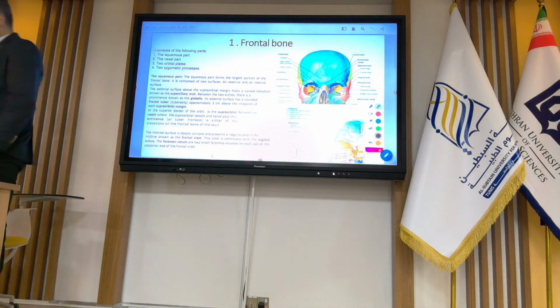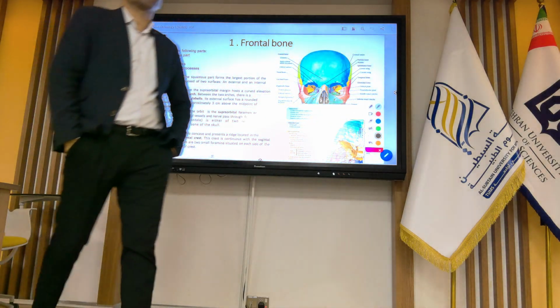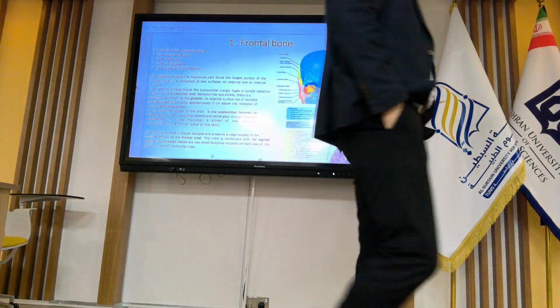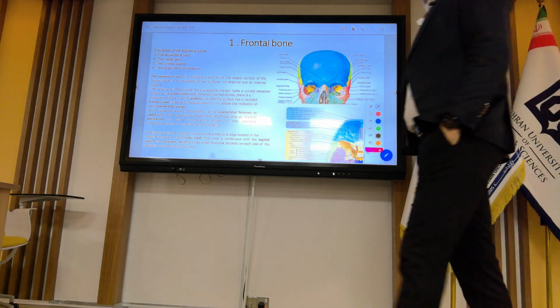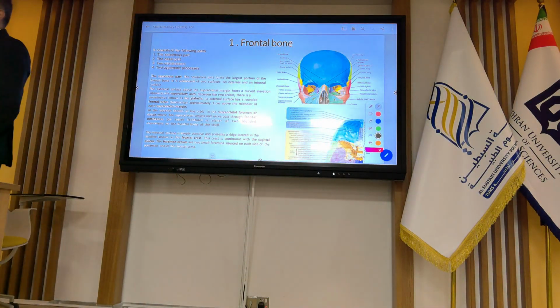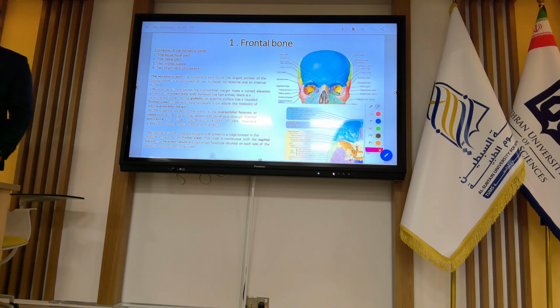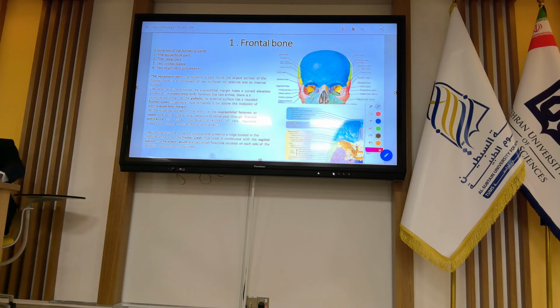This is the squamous part of the frontal bone. We should talk about the orbital plate, the zygomatic part, the nasal part, and also we should continue with other bones. If you have any question, you can ask. If you don't have any question, I will see you here at 3 p.m.